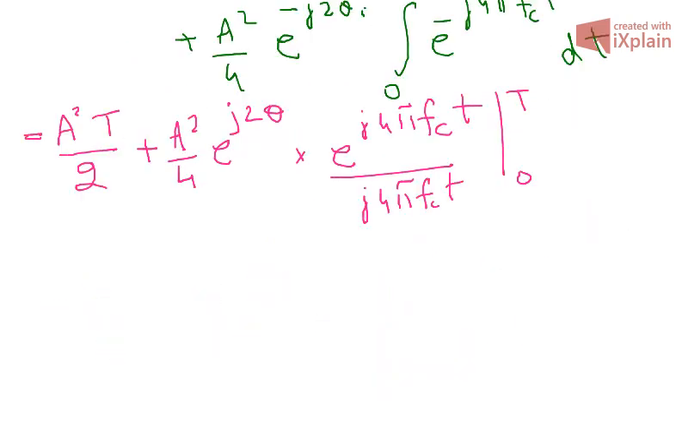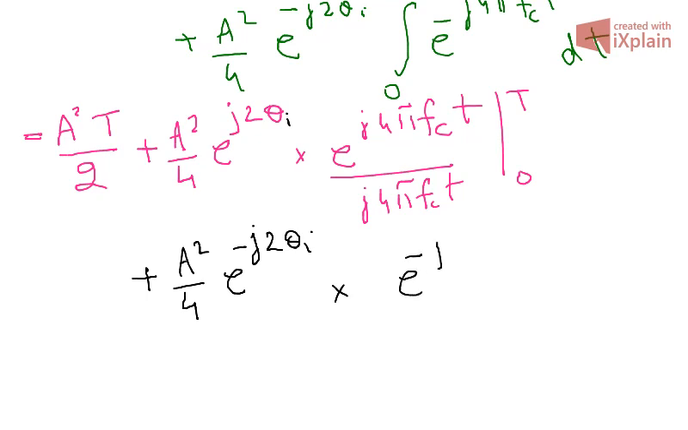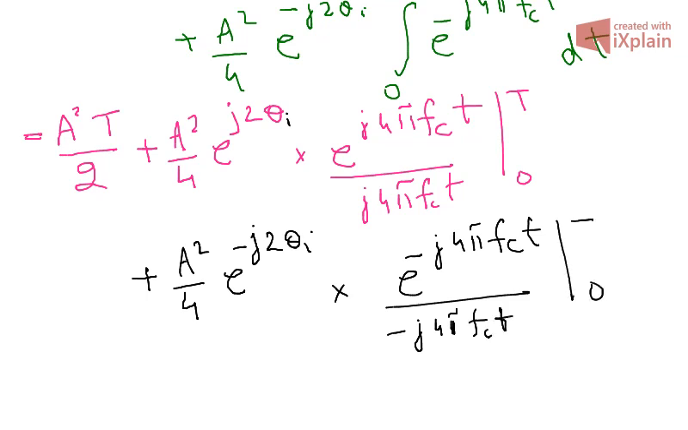Now we can solve the other one. We have another third term as well, A squared over 4 e raised to the power minus j2θ_i, and from the integral we can say e raised to the power minus j4πf_c t over minus j4πf_c. The limit is from 0 to T. So we have these three terms.